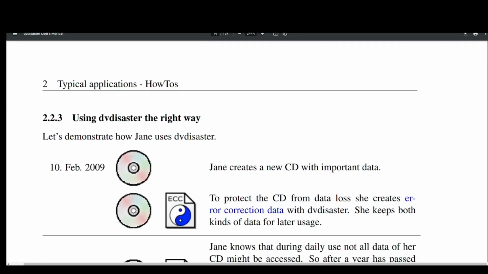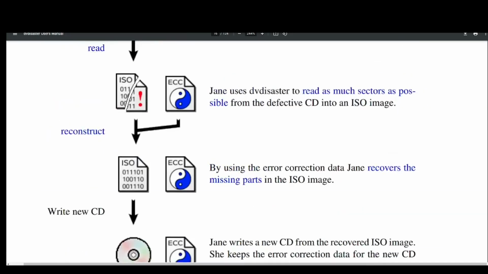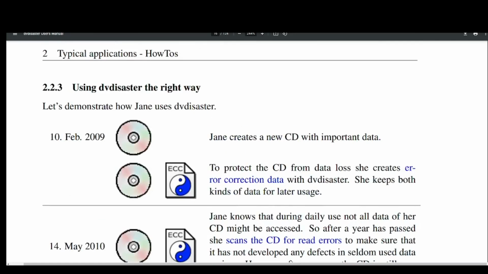But they have this one page in their manual that I thought would be worth doing a video about, because this is their intended user flow, if you will. They have, after this, using dvdisaster the wrong way, but I don't think that most people who are tech savvy enough to even be using optical media in 2024 and creating error correction code, I think they probably have a pretty good idea of the best way to use this. So this is a bit dated, and I'm going to point out why as we go through this, but let me just read through it anyway. So they describe the ideal use case as this. Jane creates a new CD with important data.